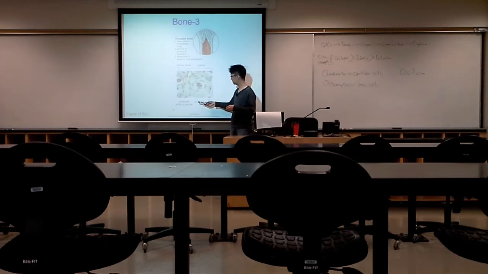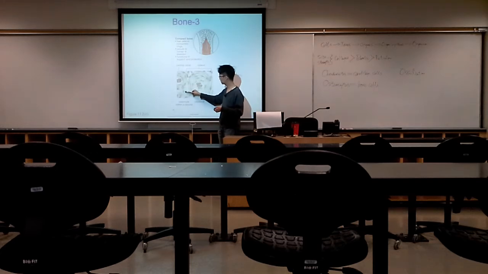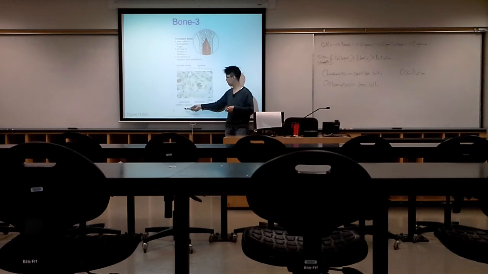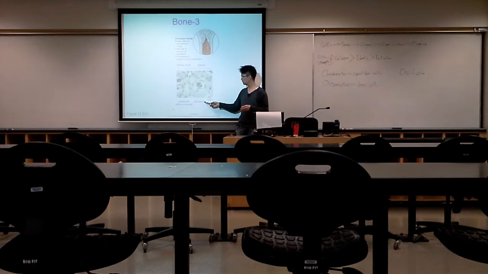And then here, you see this dark dot, or black dot. We call this the lacuna. Inside the lacuna, we have the osteocyte living in here. And in here, we call it canaliculi. Canaliculi are basically the thin black lines going in this direction. These thin black lines have capillaries going through in order to bring nutrients to the osteocyte in the lacuna.